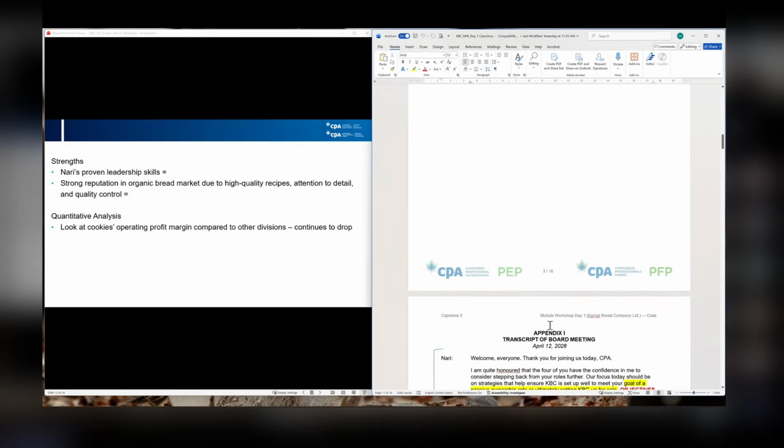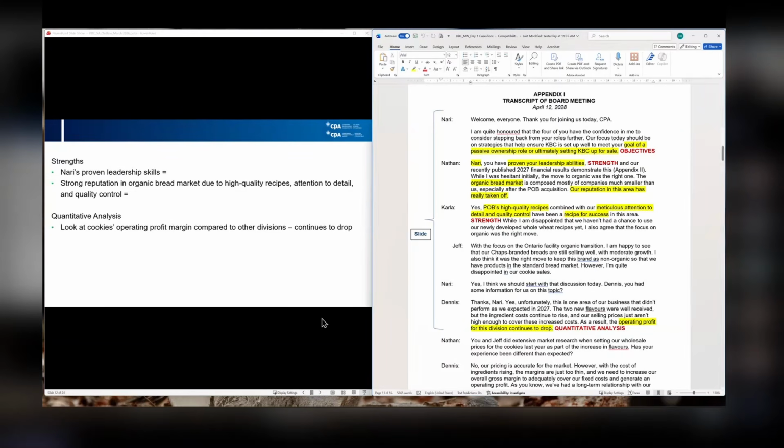So now let's start reviewing the transcript of the board's meeting and extract the relevant information. So again, in the first full paragraph, it restates their objectives. So if you missed it before, a very significant objective that you need to discuss when it comes to your analysis of the strategic options, your recommendation of those, and your overall recommendations is that they want to play a more passive ownership role. And ultimately, they want to set up KBC to be sold. So it's important that whatever recommendations you provide, it means that they're able to take a step back and that that's going to increase the value of the company.